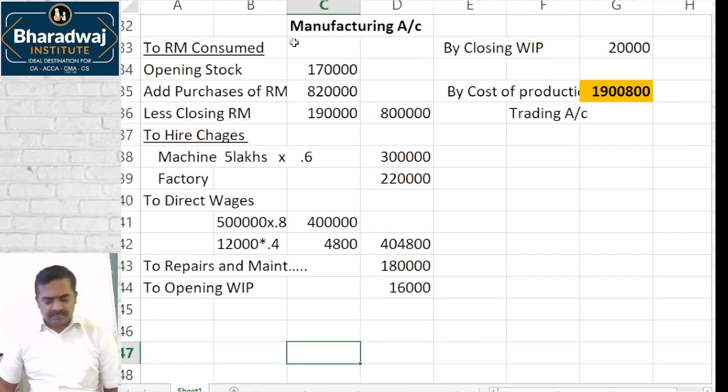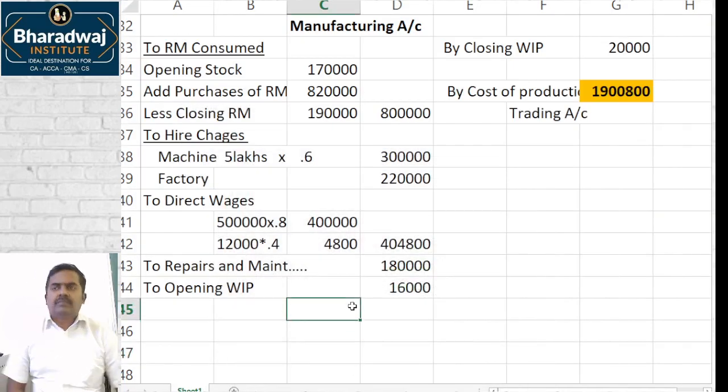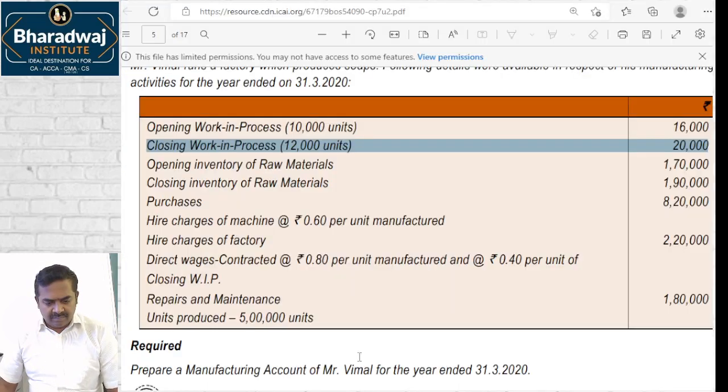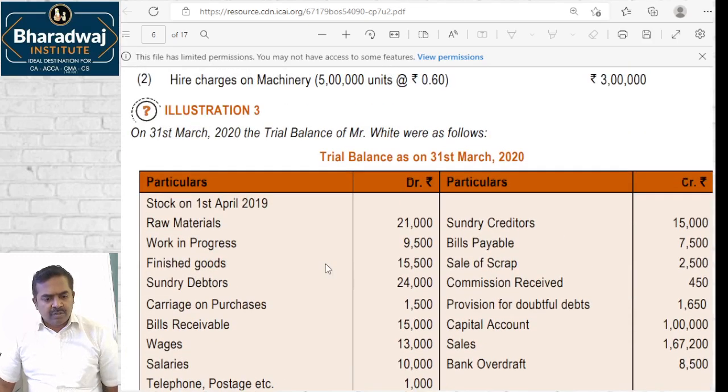Shall we proceed? I hope the same solution came. Go to illustration 3.